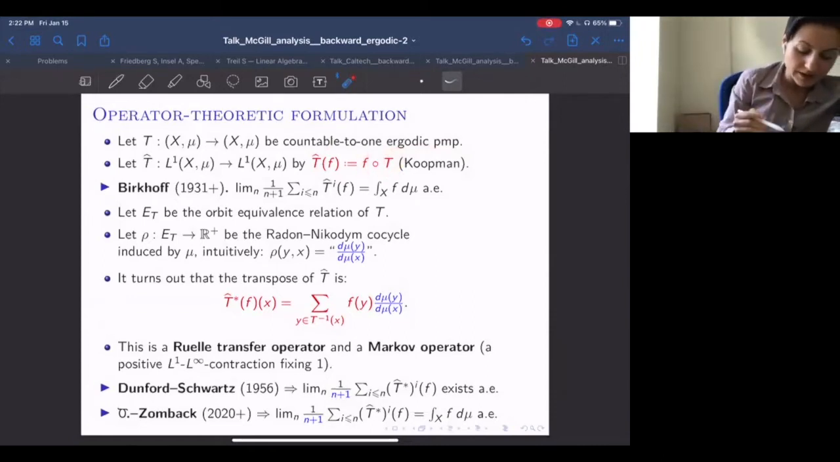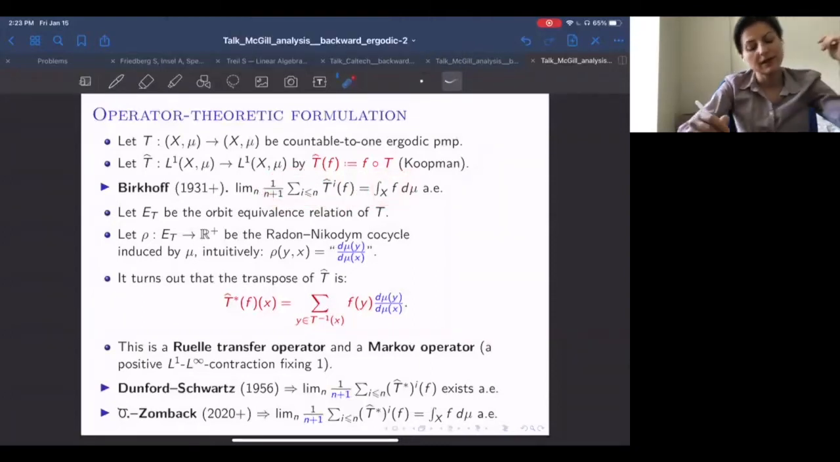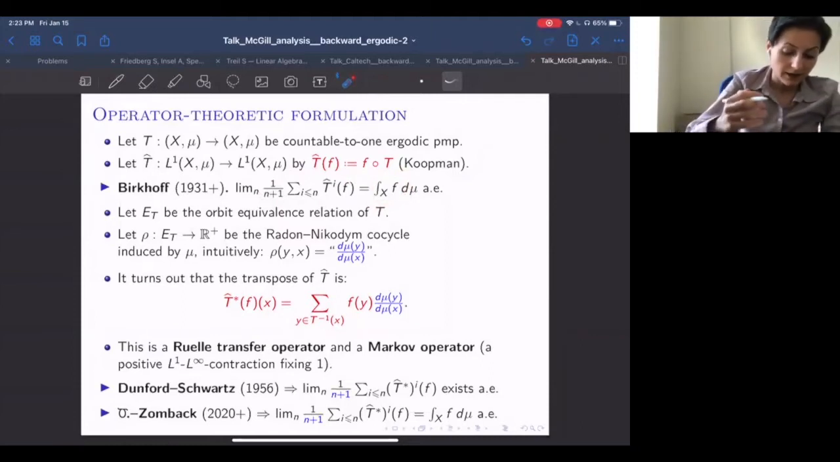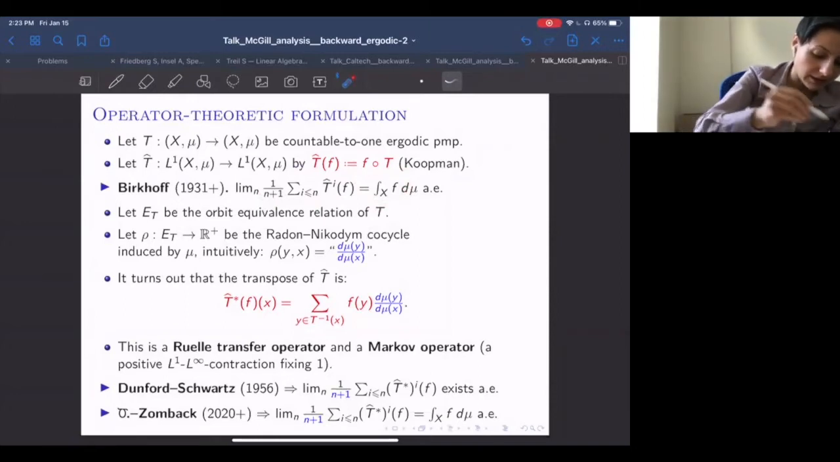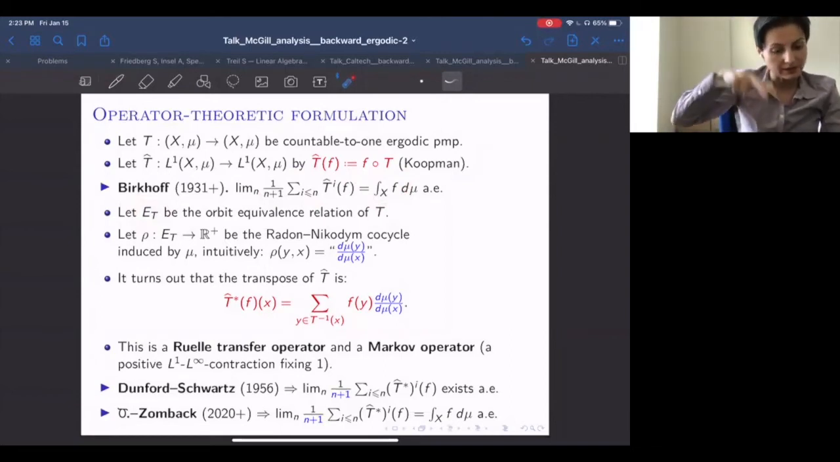And Birkhoff's theorem, if you restate it in terms of the Koopman operator, just says that if you keep applying this operator over and over, the averages converge pointwise to the expectation of F. Okay, so that's what Birkhoff says. Now let's again remind you that we denote by E sub T the equivalence relation of being in the same orbit of T.